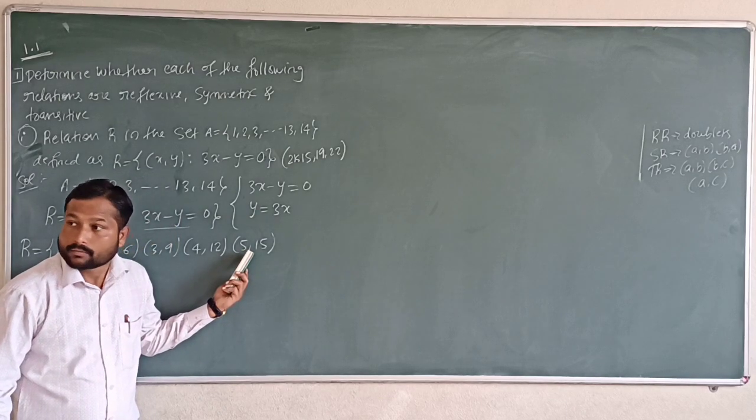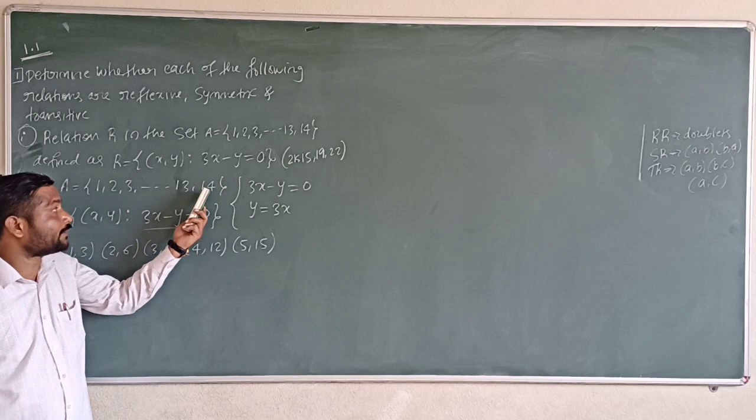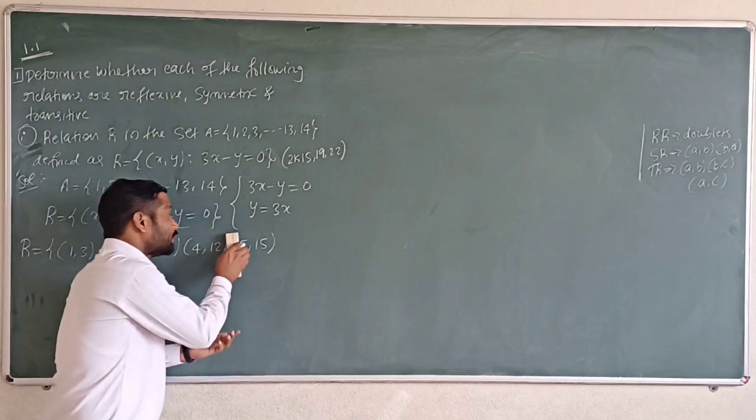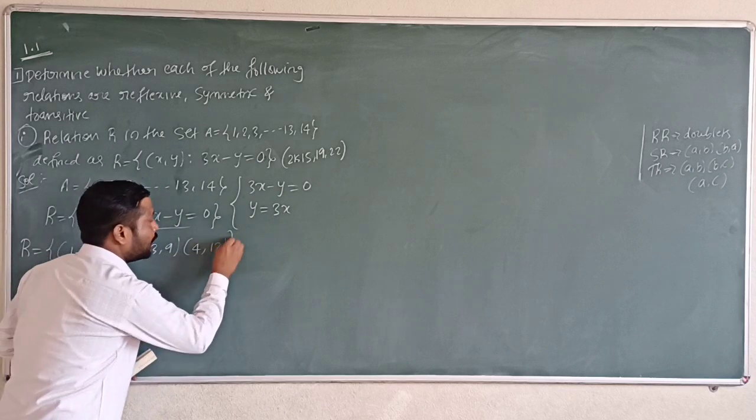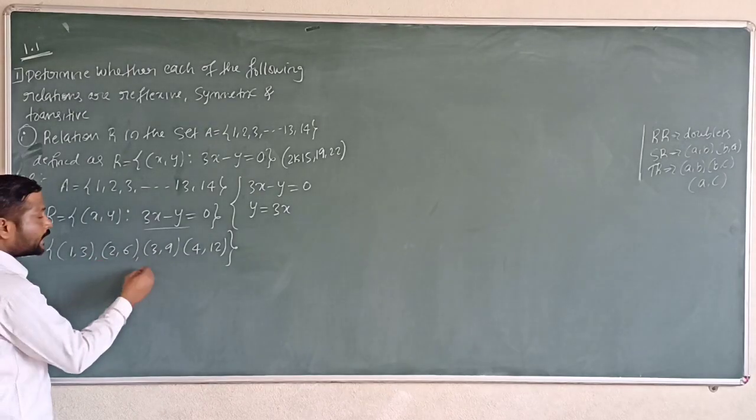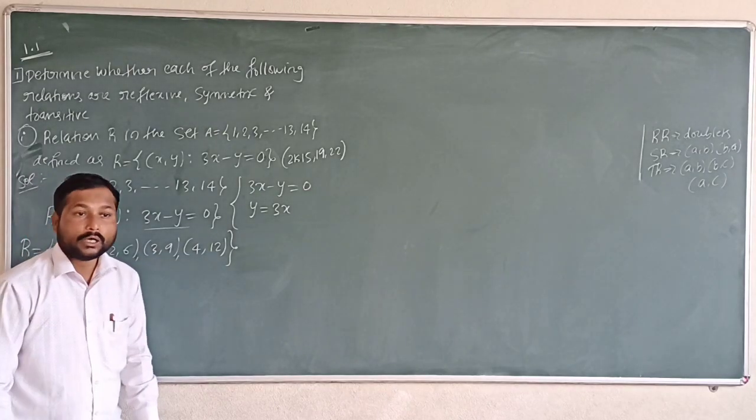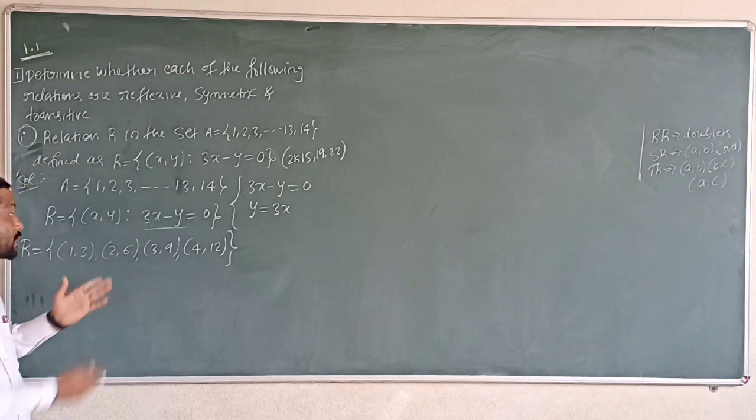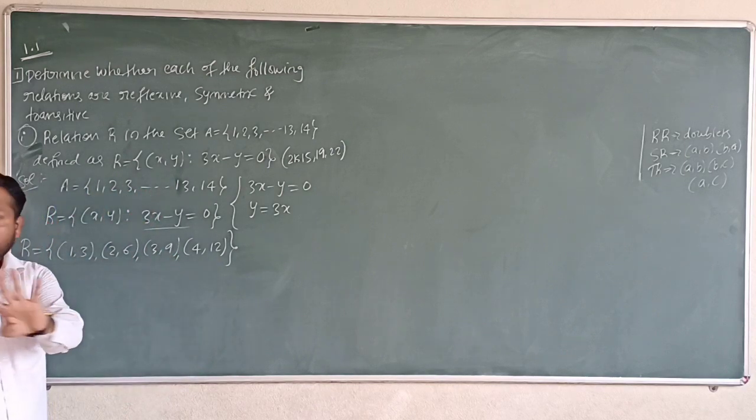So therefore this order pair is not possible. Now the relation is this one, clear? Okay, what are the order pairs here? 1 comma 6, 1 comma 3, 2 comma 6, 3 comma 9, 4 comma 12 are the order pairs. Now, we only got 4 order pairs.